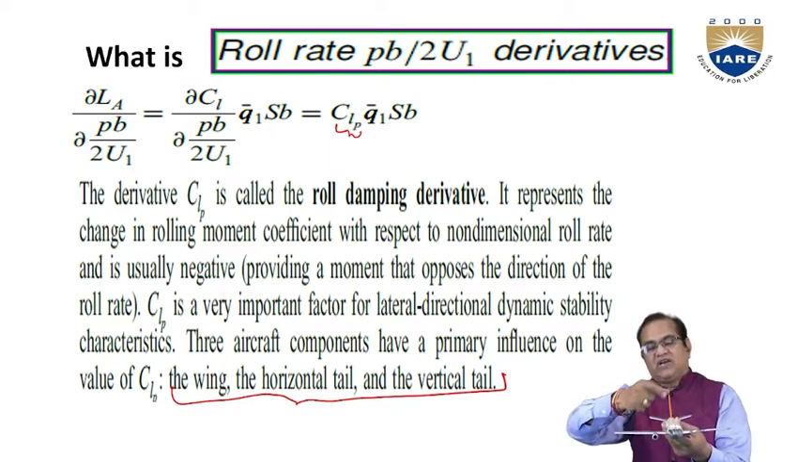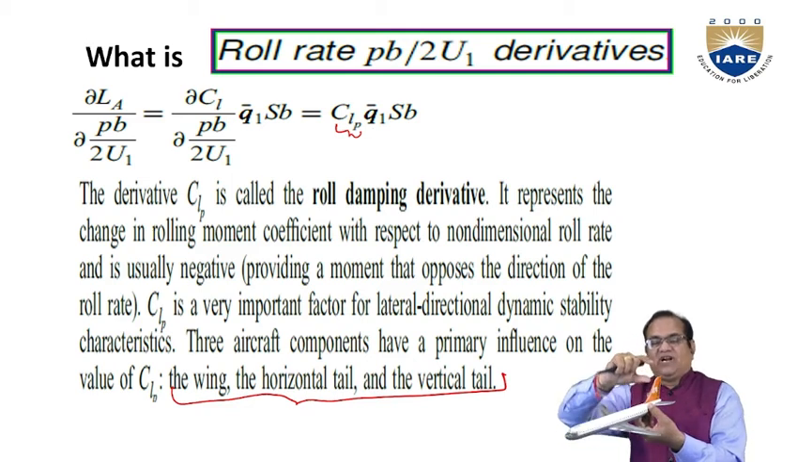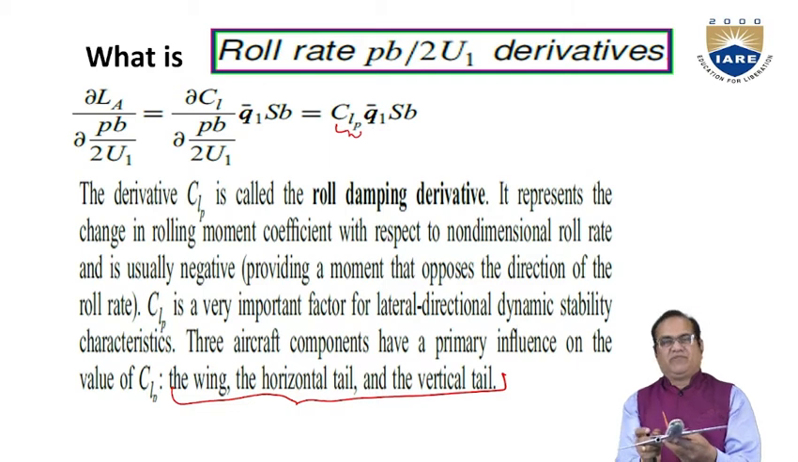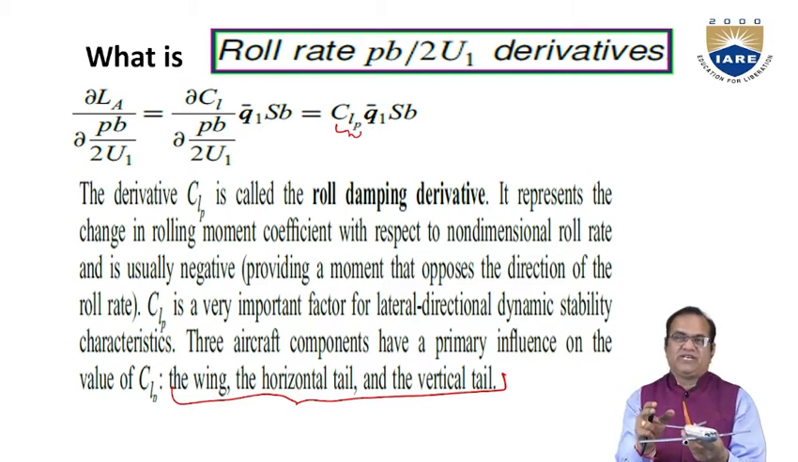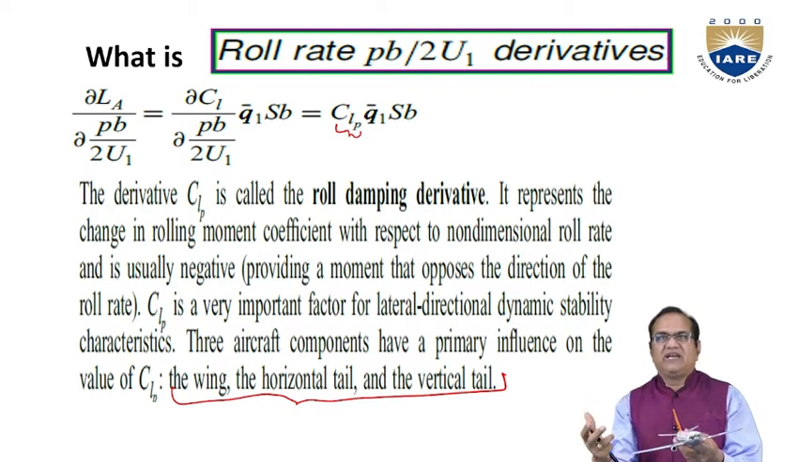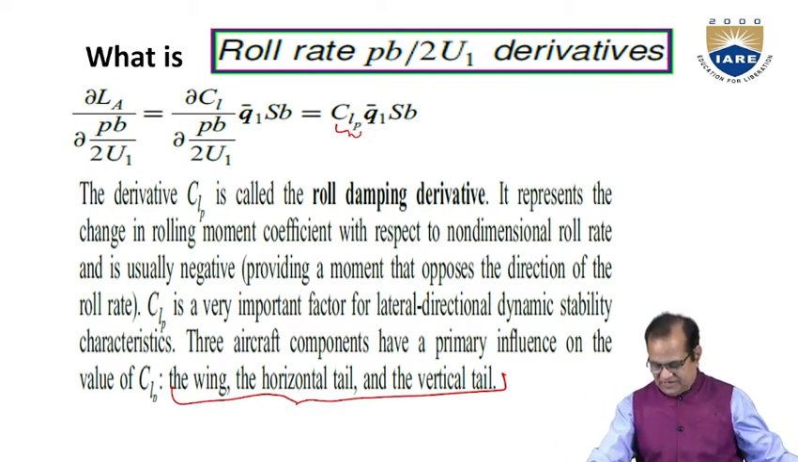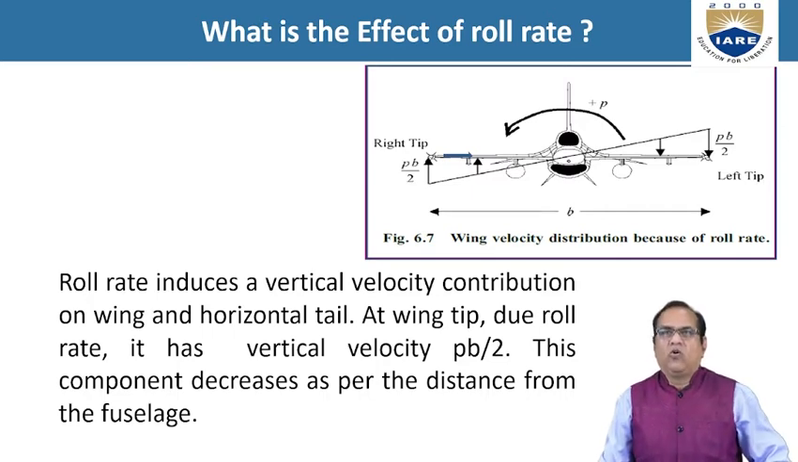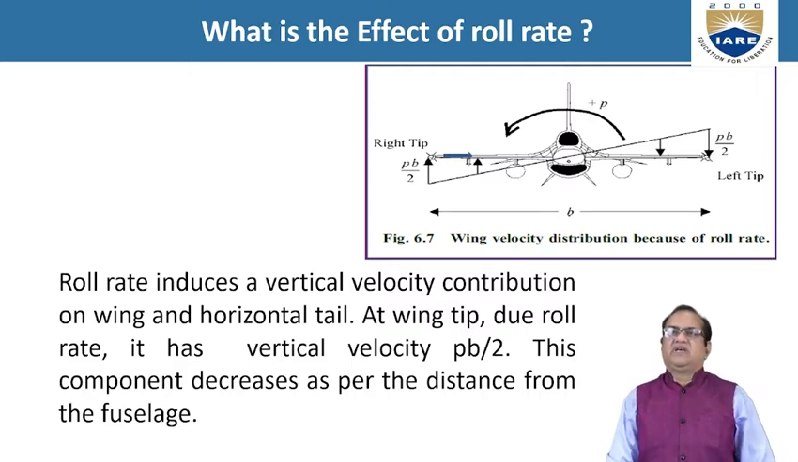So this force Cy, into this distance, the vertical distance from here to here, will again try to make damping. So these three components play a very important role in obtaining the roll rate damping derivatives. Now, what is the effect of roll rate? We can see this here. Here we have the diagram, and here PB by 2 is mentioned.